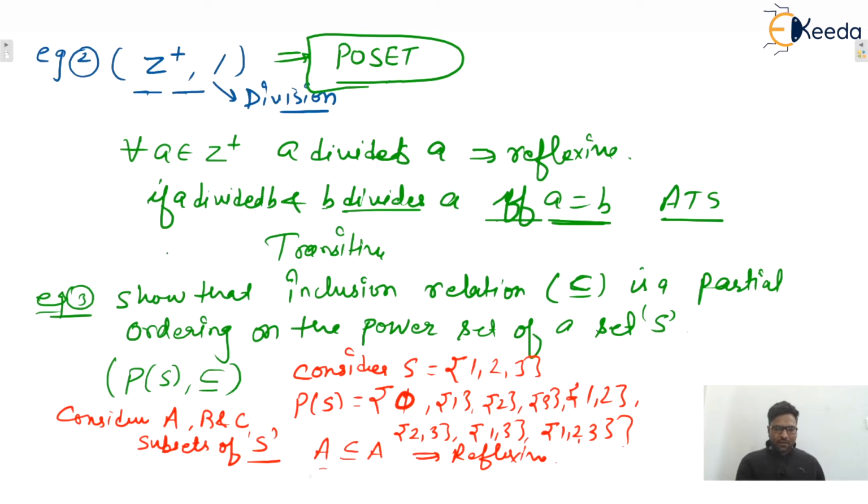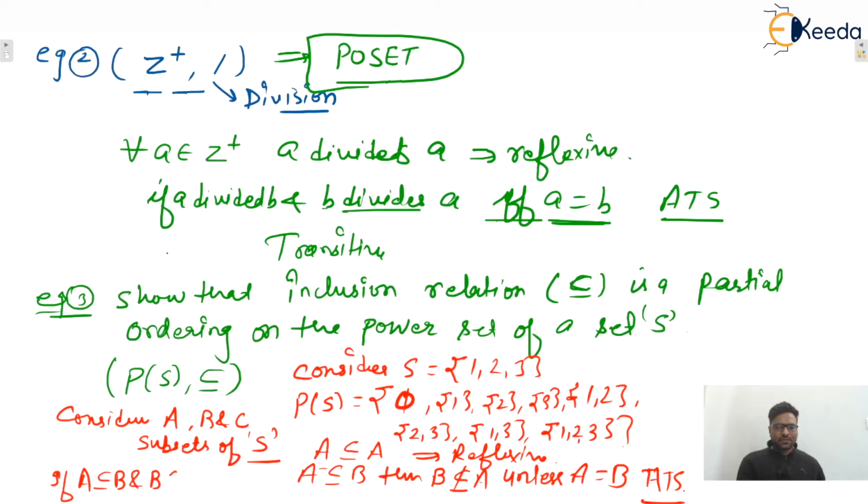Similarly, for every A, B belongs to power set of the set S, we can say that if A is a subset of B, then B is not a subset of A unless A equals B. That's why this one is antisymmetric as well. And third one, if A is a subset of B and B is a subset of C, then A will be the subset of C as well. So that's why this one will be transitive as well, isn't it?